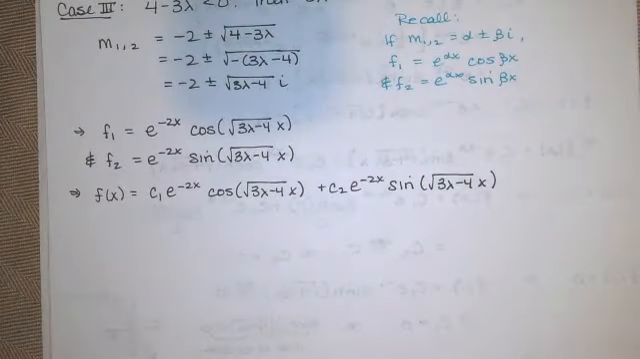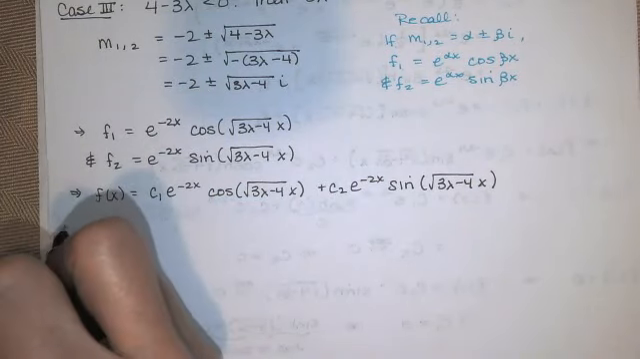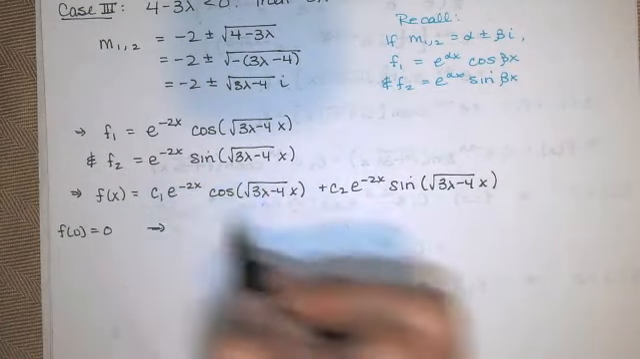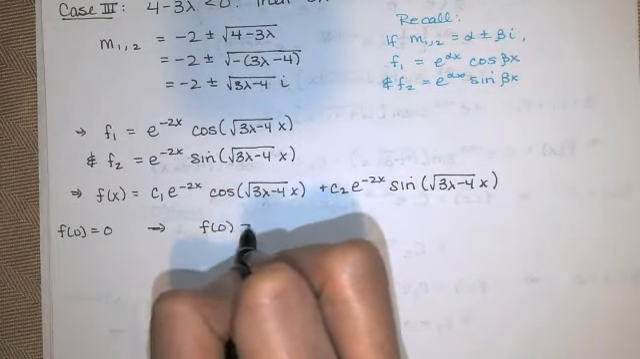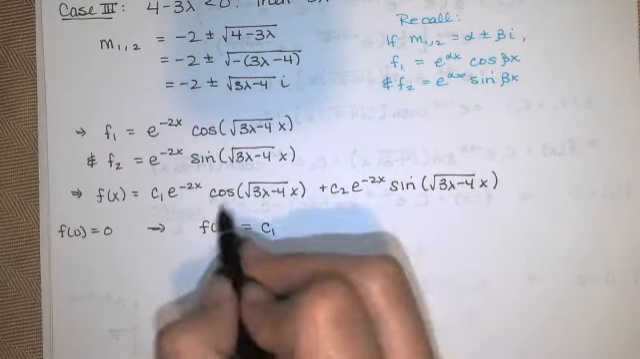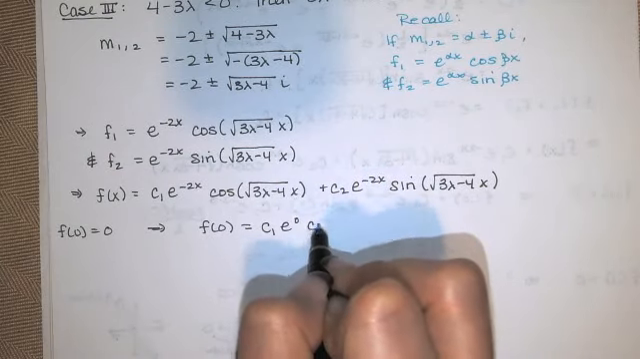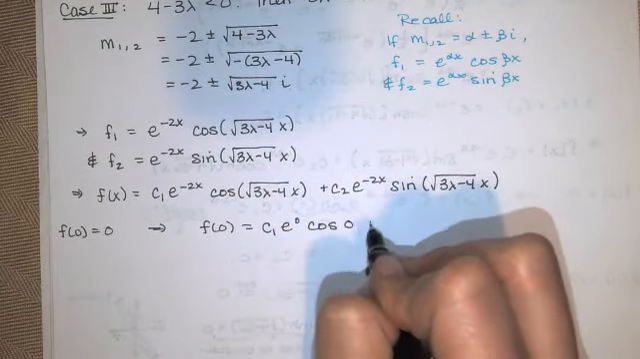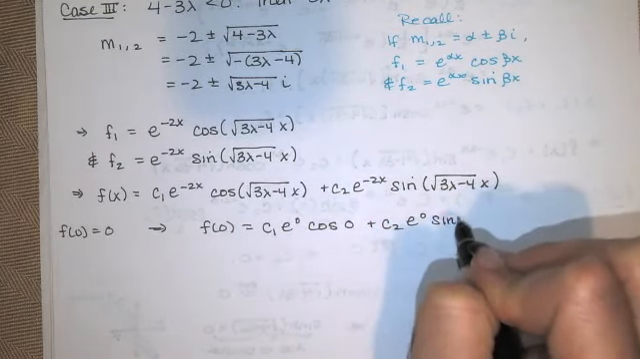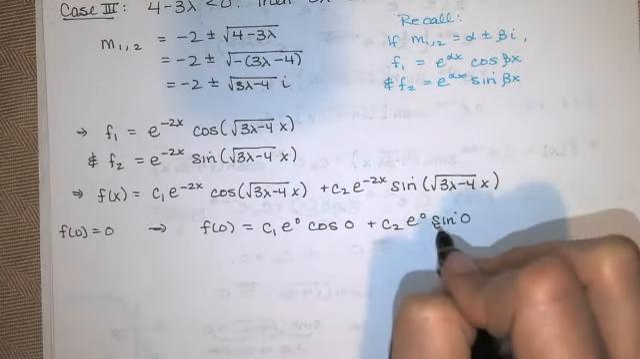Okay, now we don't just want a solution to the differential equation, we want a solution to the boundary value problem. So we want f of 0 to be 0. Now if f of 0 equals 0, that means that f of 0, which is C1 times e to the 0, which is 1, times cosine of 0, which is also 1, plus C2 times e to the 0, which is 1, times sine of 0, which is 0.